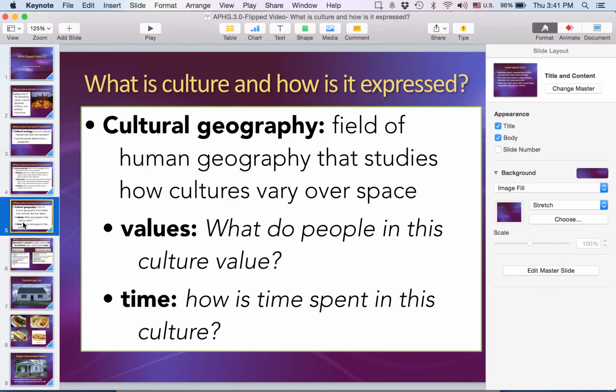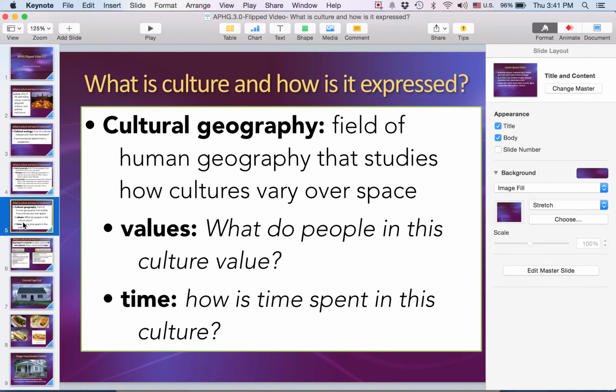So culture really supersedes just beliefs. It's not just music, it's not just clothes, it's not just food. It's everything that really connects a society. What do the people believe in? For example, how does our belief in freedom of speech manifest itself in our day-to-day lives? How does our value of technology shape our day-to-day existence?